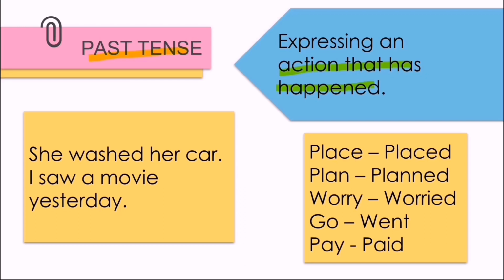And in an irregular verb, you're going to transform it. It will totally change. For example, place will become placed, plan will become planned, worry will become worried, go will become went, that is an irregular verb, pay will become paid. So in the sentence, it will look like this. She washed her car. So she already washed her car. I saw a movie yesterday. So tapos na because it is yesterday.